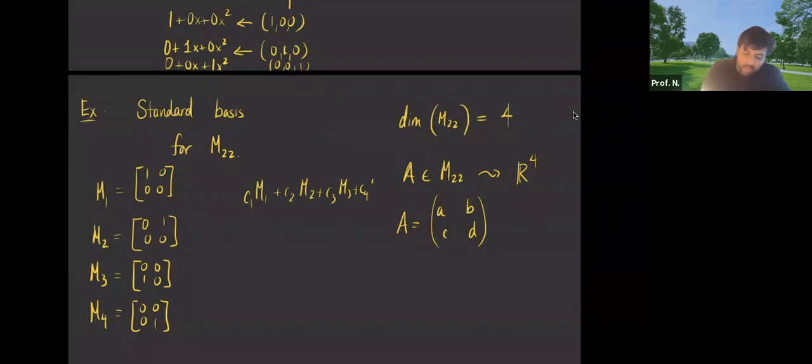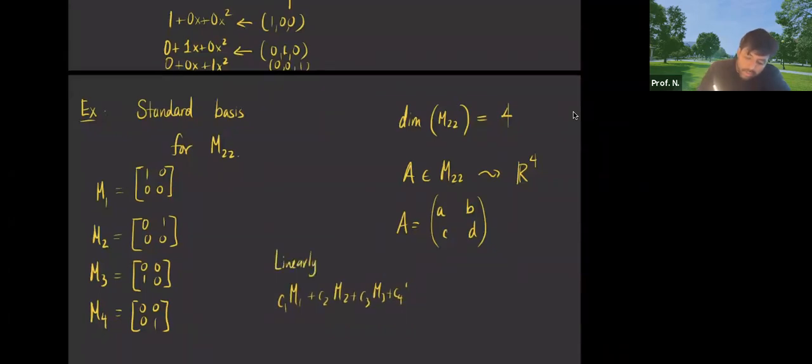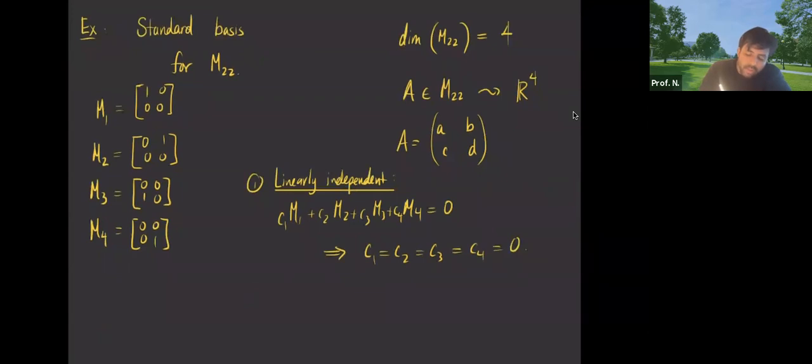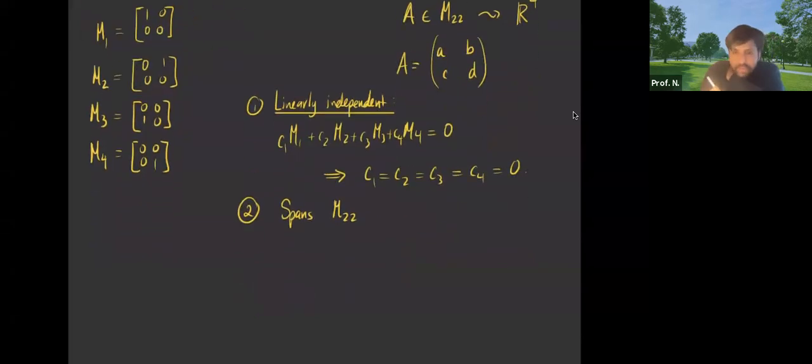Let me write this over here. So that's to show this is linearly independent. That's the first thing. Or the second thing. So this is C1 M1 plus C2 M2 plus C3 M3 plus C4 M4 equals 0. And I can show very easily that C1, C2, C3, C4 all equal 0. And then how do you show that something spans? How do I know this spans M22? How would I do that?